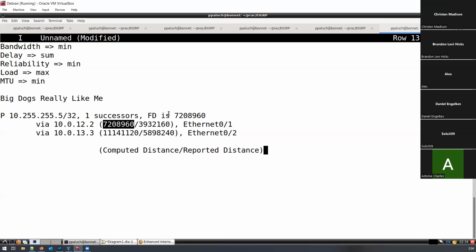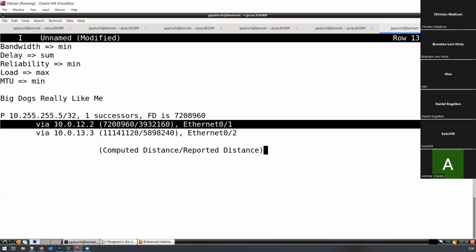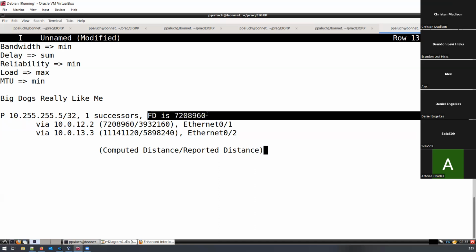The computed distance and reported distance will be there for a destination network and every single next hop that advertises it to me. So that's why through all these via lines, I have a separate pair of computed distance and reported distance. And there is one more. It's called feasible distance, FD.